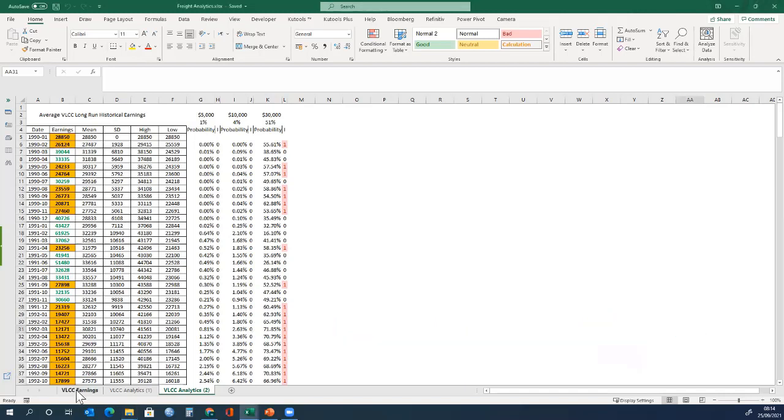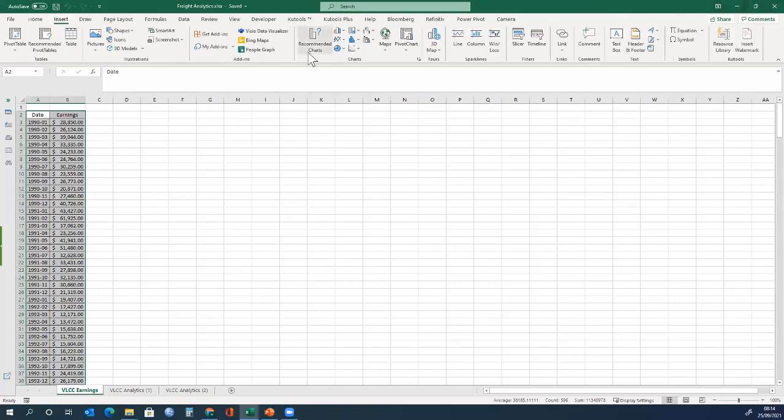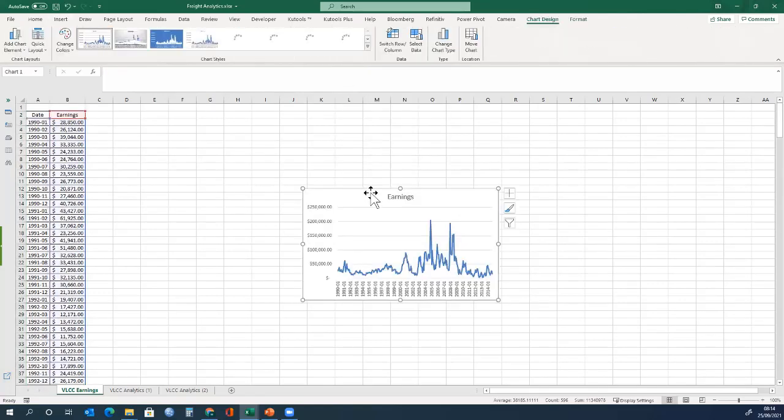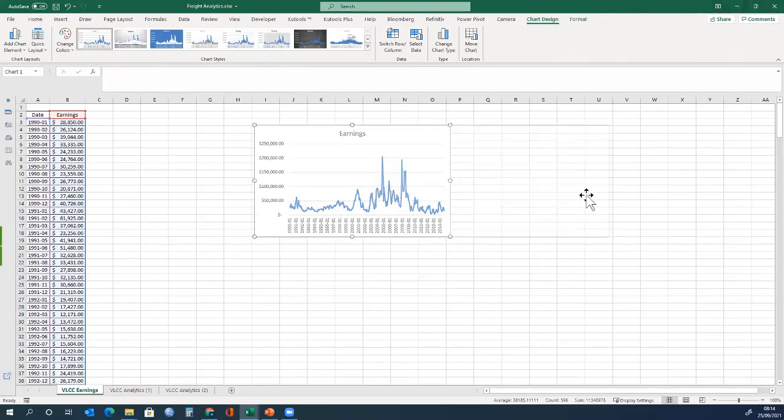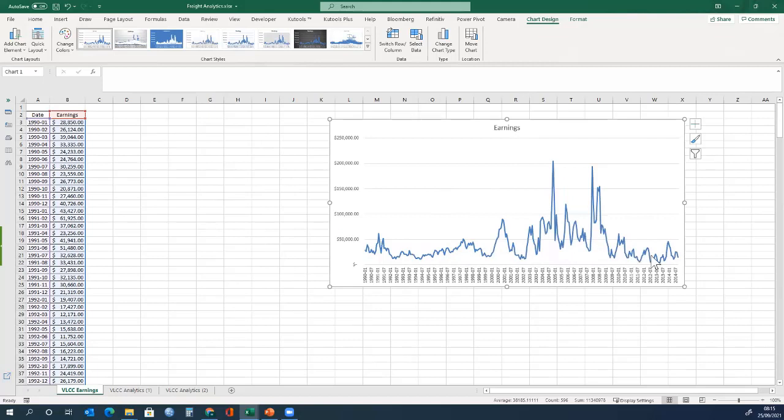Here on the first sheet, we have the earnings for VLCCs. The data is monthly, and the earnings are in dollars. In January 1990, for example, a VLCC was earning around $29,000 a day on average. If we plot the data, we will get a good understanding of what the data looks like, what the volatility is, the maximum, mean, and average, and so on. This simple plot will give you a good view of the markets. You can see all the peaks and troughs.